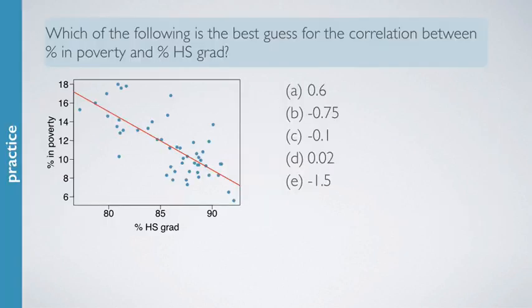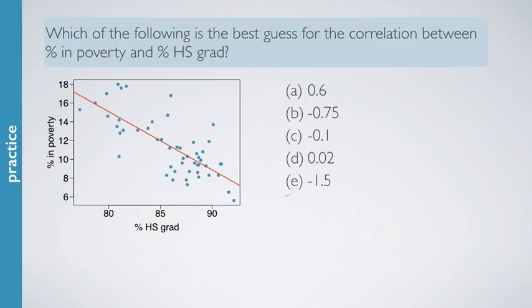Let's take a look at this practice question. Which of the following is the best guess for the correlation between percentage living in poverty and percentage of high school graduates? Note that we haven't provided a formula for the correlation coefficient. There, of course, is one, and you will get to use computation to calculate it, but there's absolutely no reason in this day and age to try to calculate that by hand. However, given a bunch of choices, we should be able to pinpoint which of these sounds like a reasonable guesstimate for the correlation between these two variables.